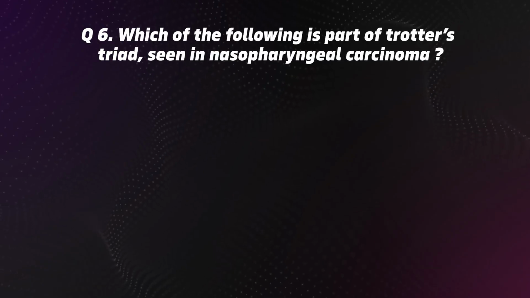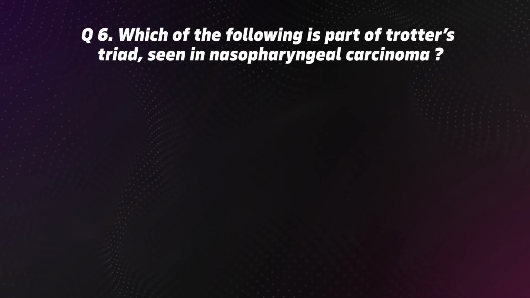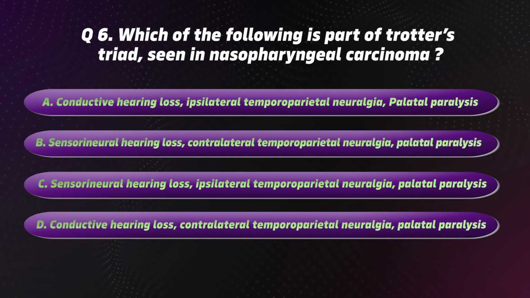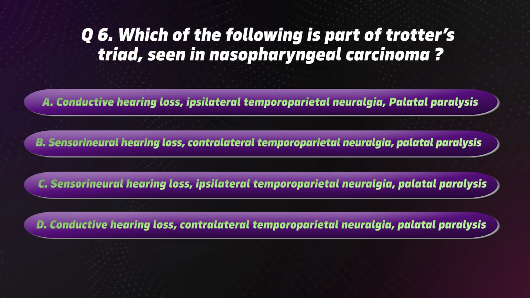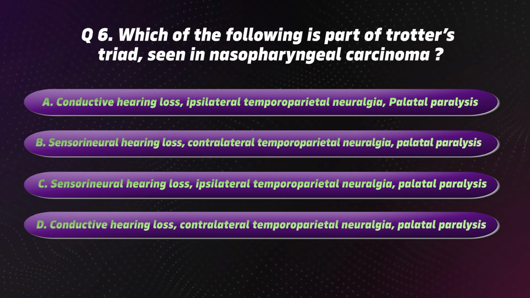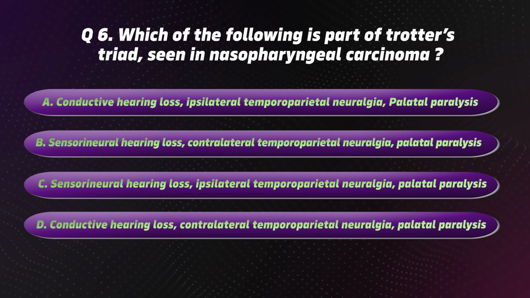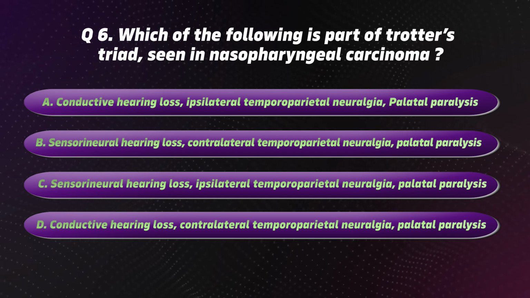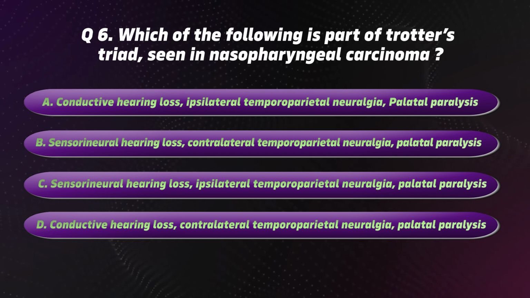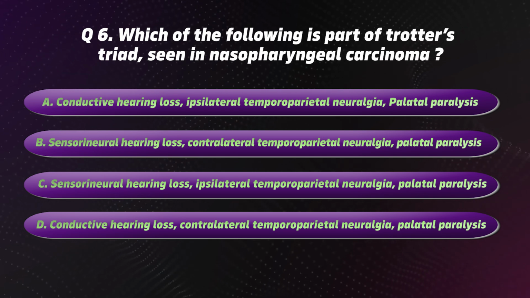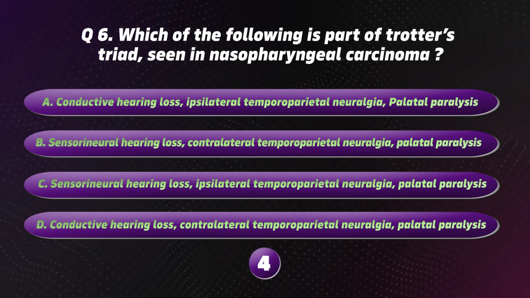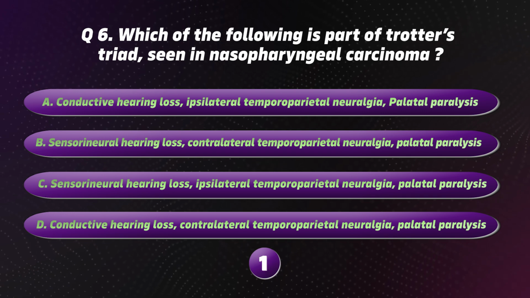Question 6. Which of the following is part of Trotter's triad, seen in nasopharyngeal carcinoma? Here are the options. A. Conductive hearing loss, ipsilateral temporoparietal neuralgia, palatal paralysis. B. Sensorineural hearing loss, contralateral temporoparietal neuralgia, palatal paralysis. C. Sensorineural hearing loss, ipsilateral temporoparietal neuralgia, palatal paralysis. D. Conductive hearing loss, contralateral temporoparietal neuralgia, palatal paralysis.